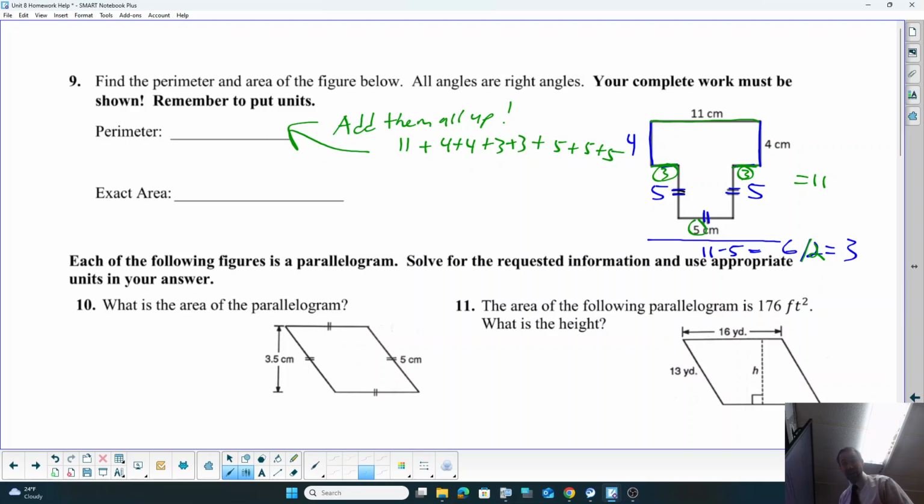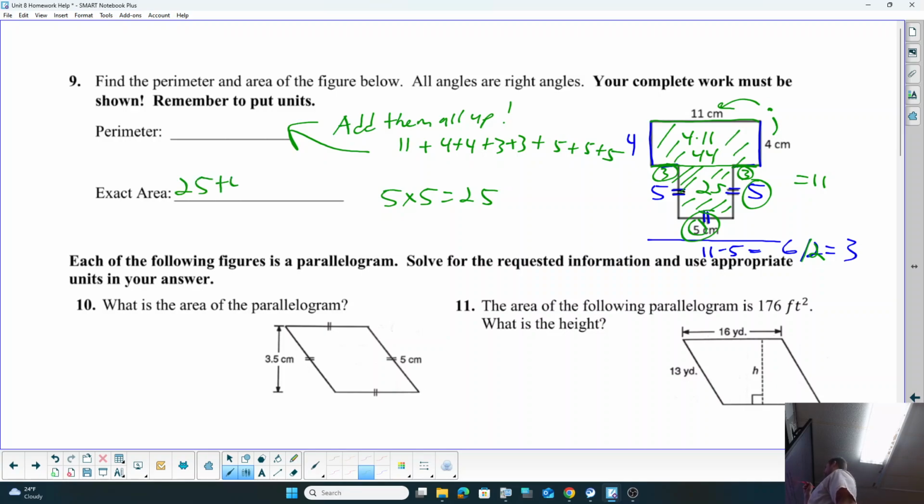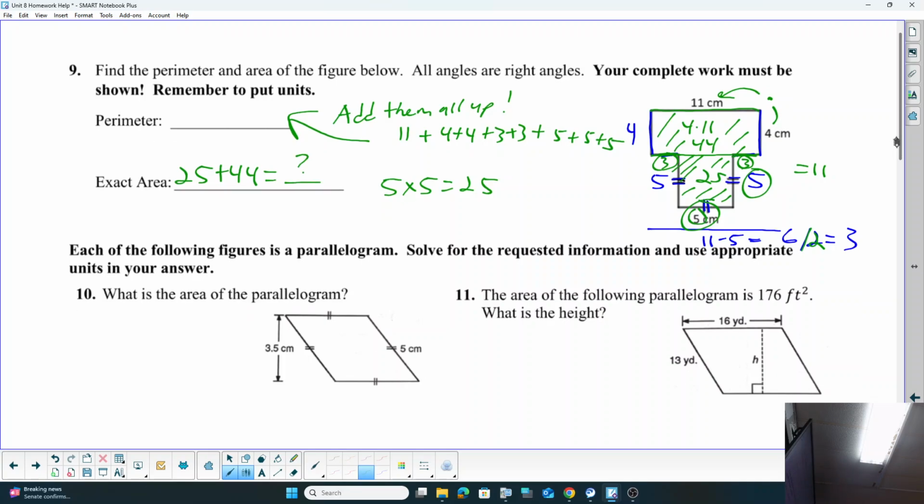Okay, find the exact area. So we're going to split this into two rectangles. We're going to go 5 times 5, so 5 times 5 gives you 25 for that area. And then we're also going to do 4 times 11, which will give you this area. 4 times 11 is 44. And now you're just going to add those up. So what's 25 plus 44? And there's your area. Nice.